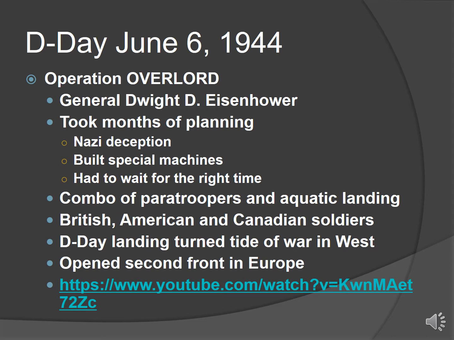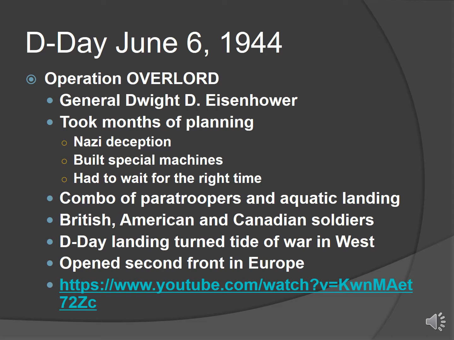of planning. This operation is known as Operation Overlord, and it was overseen by General Dwight D. Eisenhower, who will later on become the President of the United States in the 1950s. It took months of planning, and there are 3 major components to the planning of Operation Overlord. The first is Nazi deception.